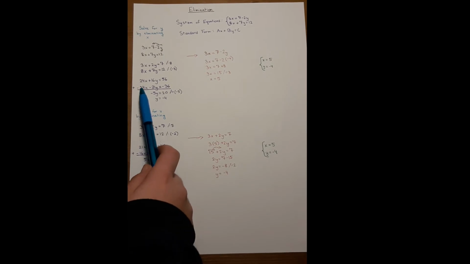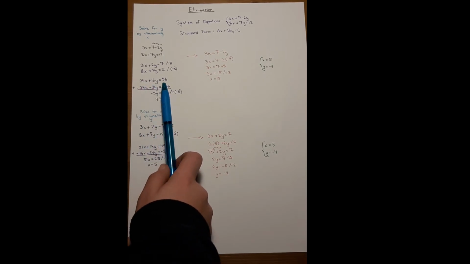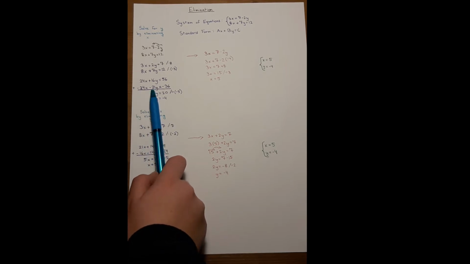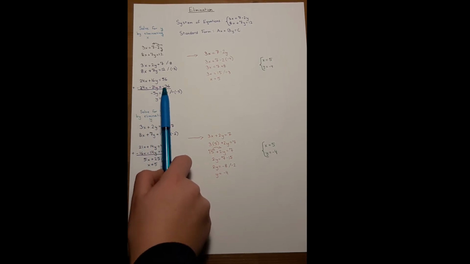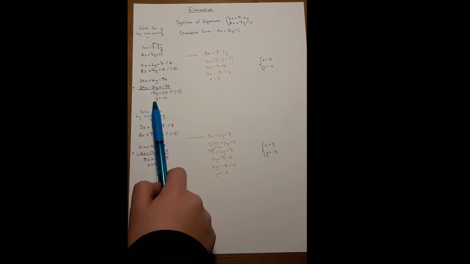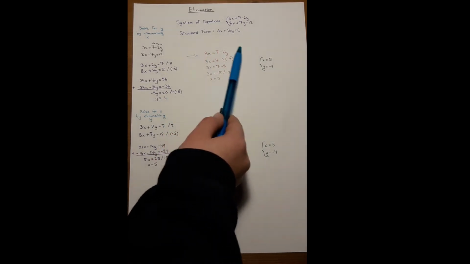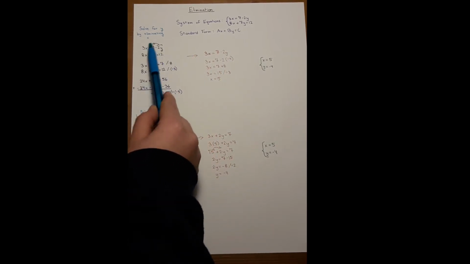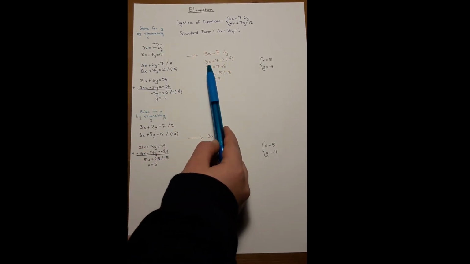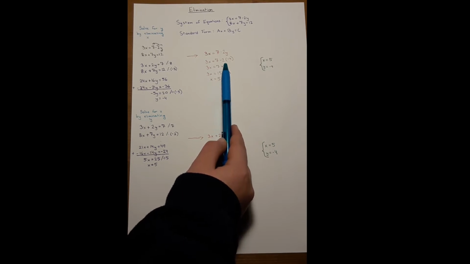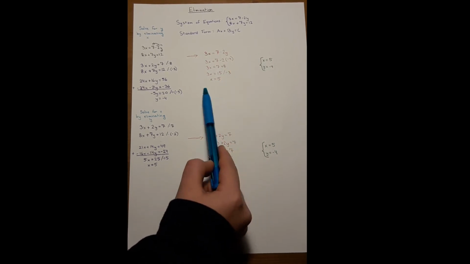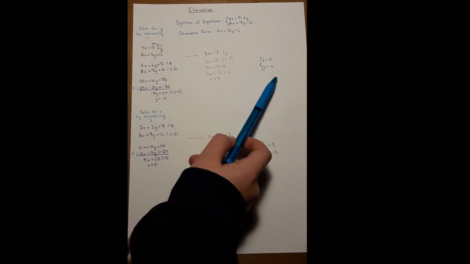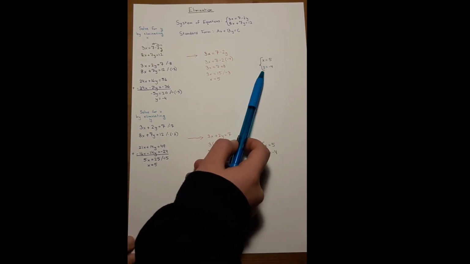So we end up getting 24x plus 16y equals 56 plus negative 24x minus 21y equals -36, and this ends up being y equals -4. To solve for x, we just plug in our y value into this equation right here. So we get 3x equals 7 minus 2 times -4, and we end up getting x equals 5. So our solution is x equals 5 and y equals -4.